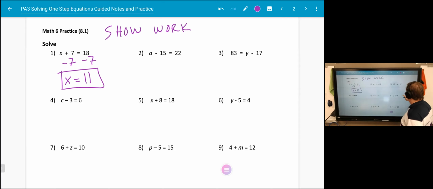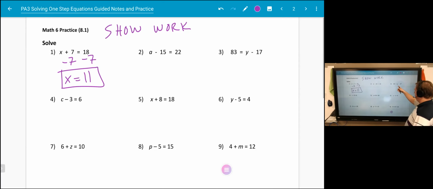But Mr. Brayman, what happens when it's on the other side? Well, you're still trying to isolate y, like in number 3. I want to get y by itself. What's happening to y? I'm subtracting 17. What's the inverse operation of subtraction? Addition. Add 17 to both sides.